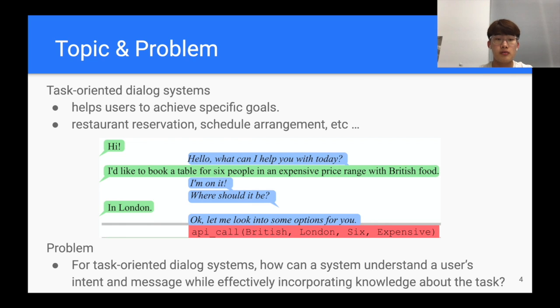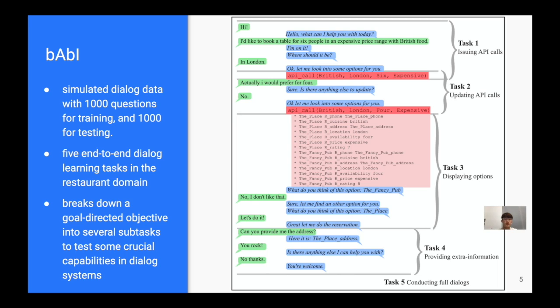Given these systems, the suggested problem is how a system can understand a user's intent and messages while effectively incorporating knowledge about the task. In this paper, they used the bAbI dataset for training and testing, which we also used. bAbI is simulated dialogue data with 1,000 questions each for training and testing. It has 5 end-to-end dialogue learning tasks and a specific domain of restaurant reservation. Also, it breaks down a task-oriented dialogue into several subtasks to verify functional capabilities in the domain.